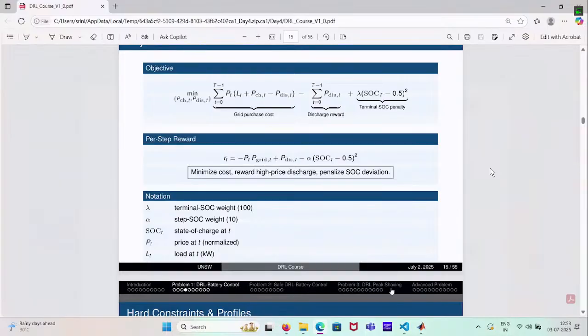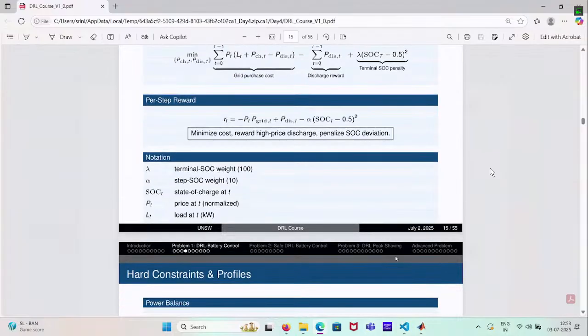So P_t is the price you pay to the grid. I think he has used t because it is a time-dependent price. Then L is the load, and P is charging or discharging. He has used two variables, but we could have used one. And then discharge reward. So what is discharge reward? Discharge reward means that if you discharge the battery, we will reward you.